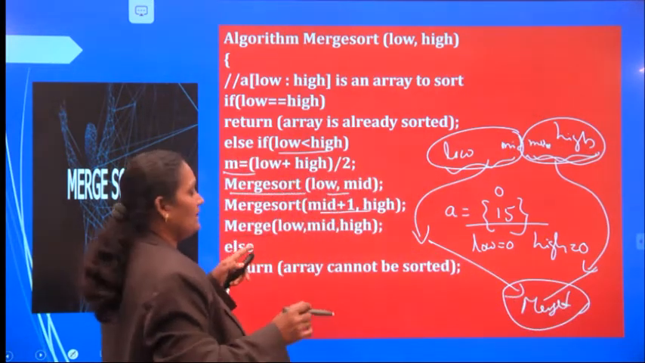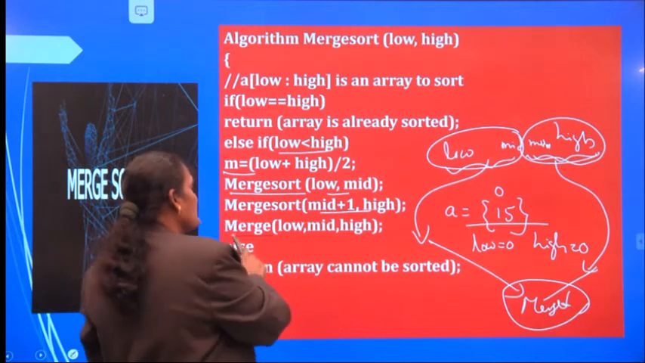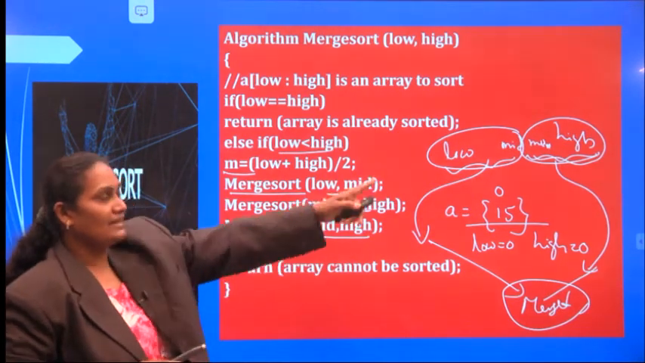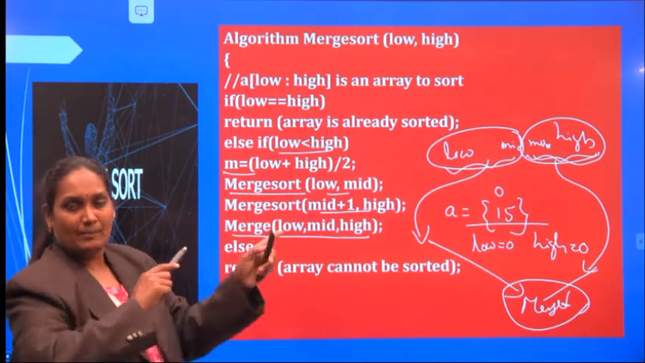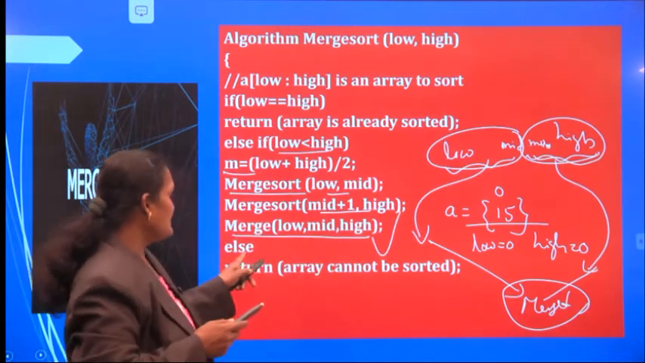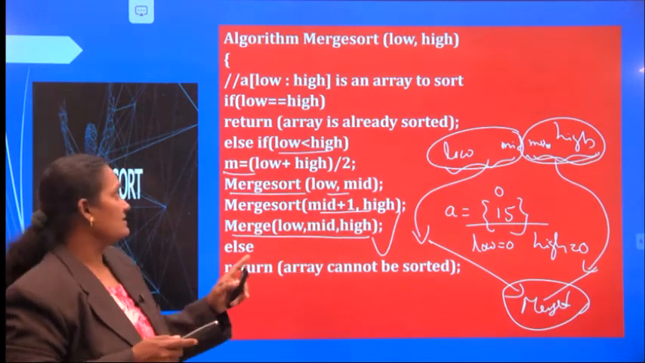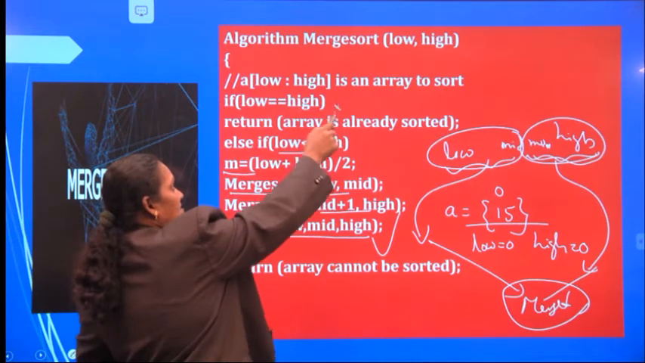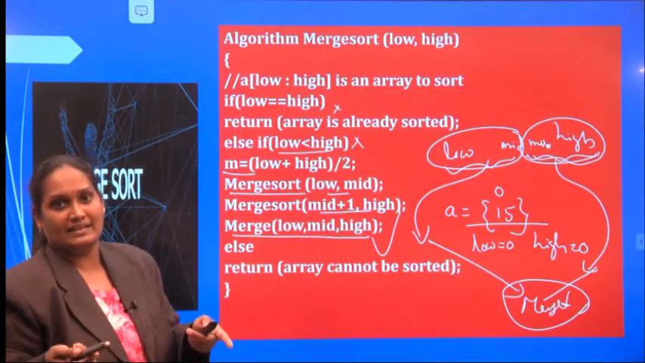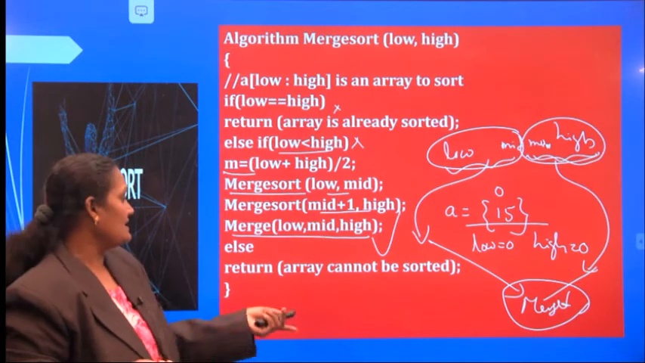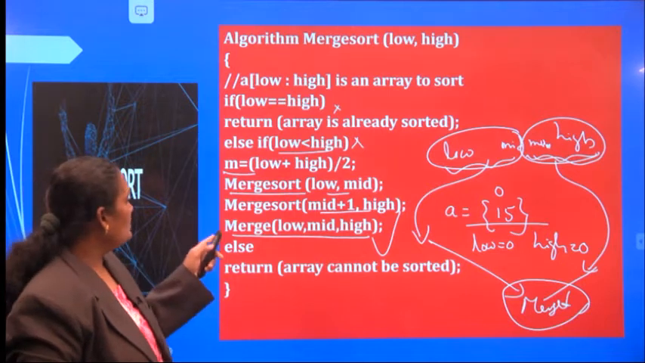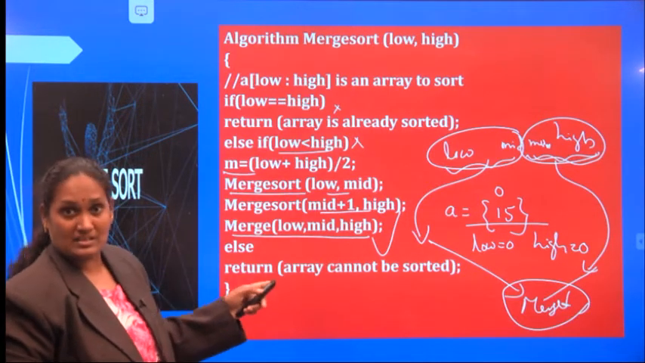So how to do that merging? The merge procedure is represented here, with low, mid and high. Both the subarrays should be merged, and the merging procedure is explained in this. Otherwise, if both conditions are false, that is low greater than high, which does not exist, in that case the array cannot be sorted, so we return that the array cannot be sorted. Now this entirely gives the merge sort procedure.